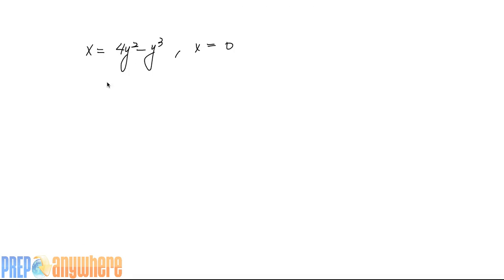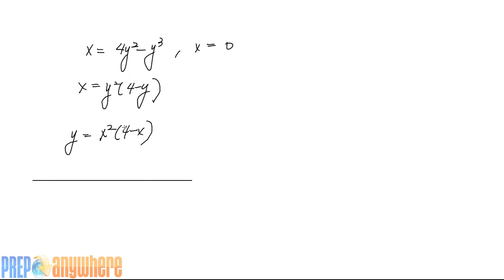We have x is equal to 4y squared minus y cubed. Let me factor this. The common factor is y squared, and you get y squared times 4 minus y. Now, if you don't know how to draw this, you might consider the inverse of this, which is, if you switch the x and y, you get y is equal to x squared times 4 minus x.